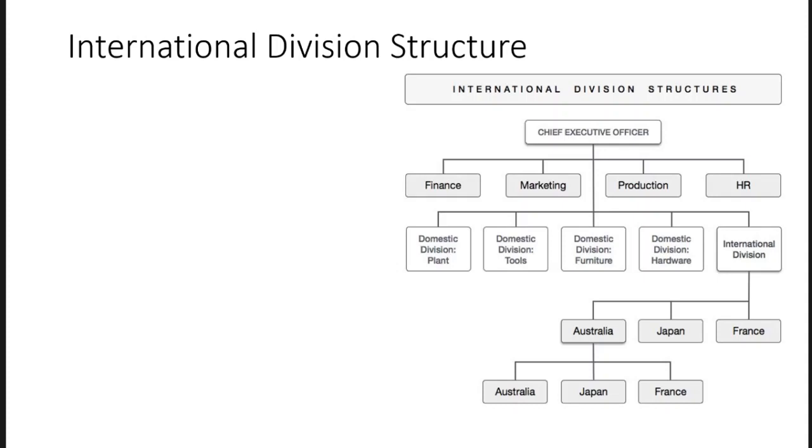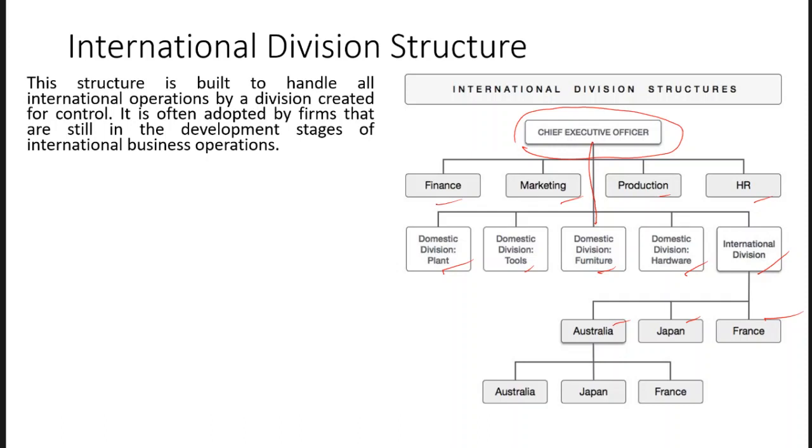In the international division structure, this is the most common hierarchy, where the CEO will be at the top of the four divisions, which can be finance, marketing, production, and human resource, and there will be another line here which is the domestic divisions. The domestic divisions usually contain the plant, tool, furniture, hardware, and then the international division. So in this international division, they will have each country where they enter. So this structure is built to handle all international operations by divisions created for control.